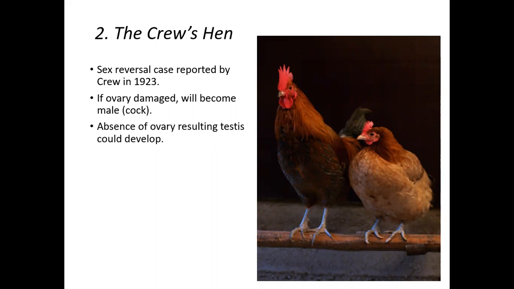Here a fertile female fowl, that is a hen, which had already produced offspring, changed over to a fully fertile male, so you can say a cock. This resulted due to a damaged ovary in the female, especially. It is believed that the ovary in the female secreted a male-suppressing hormone. Therefore, in the absence of the ovary, the testis could develop. So this is the Crew hen.